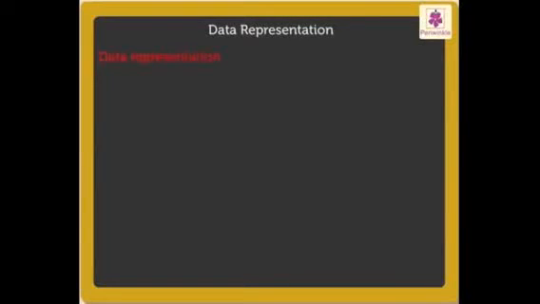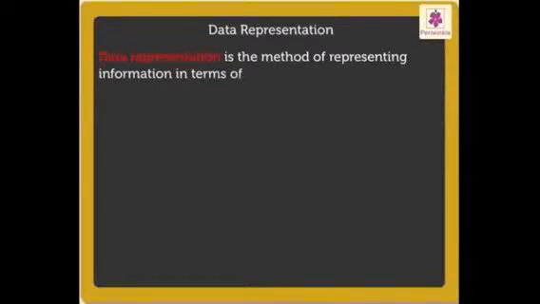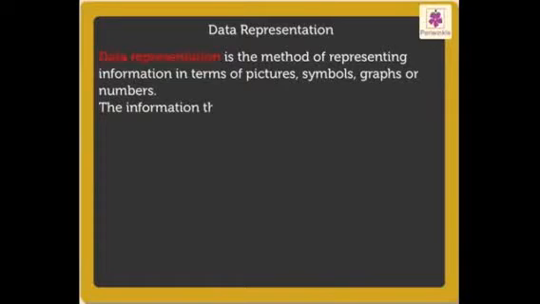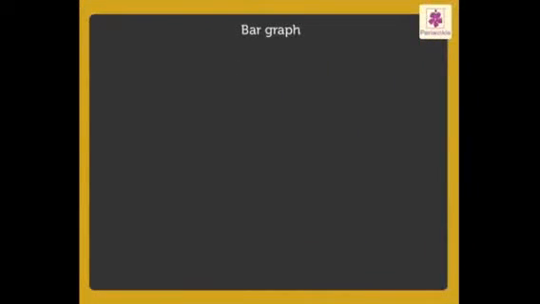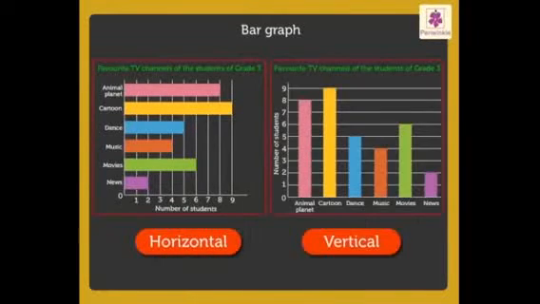Data representation is the method of representing information in terms of pictures, symbols, graphs, or numbers. The information that we collect is called data. We can reach certain conclusions on studying the data. There are different methods of data representation. One of them is bar graph. Bar graphs may be horizontal or vertical.